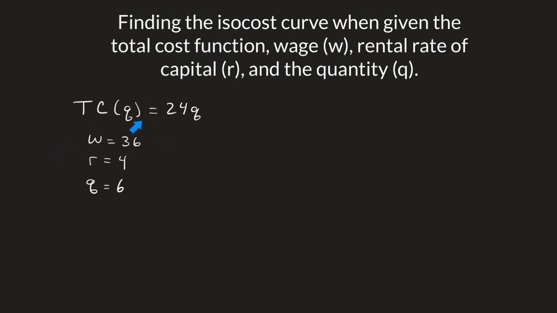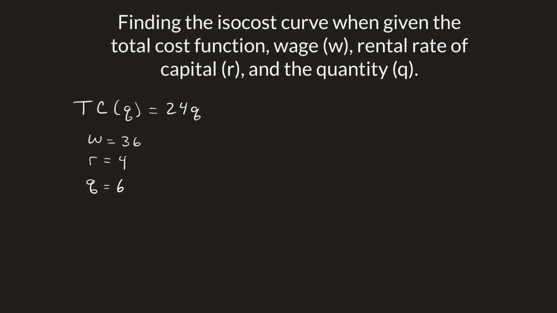So let's say the following information is provided to you, or you found it in an earlier question. The total cost function being 24 times Q. And what this means is whatever quantity you decide to produce, you're just going to multiply that by 24, and that's going to be your total cost. Your wage is 36. Your rental rate of capital is 4. And the key thing in order to find the isocost, which again we'll talk about here in a second, is we have the quantity equal to 6.